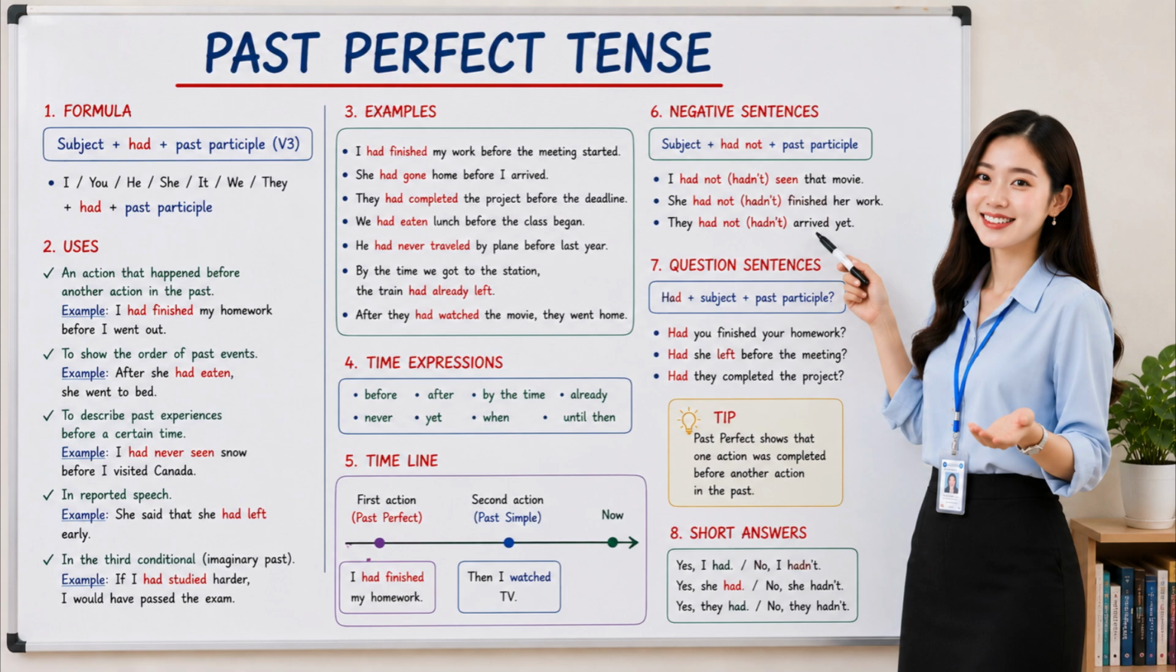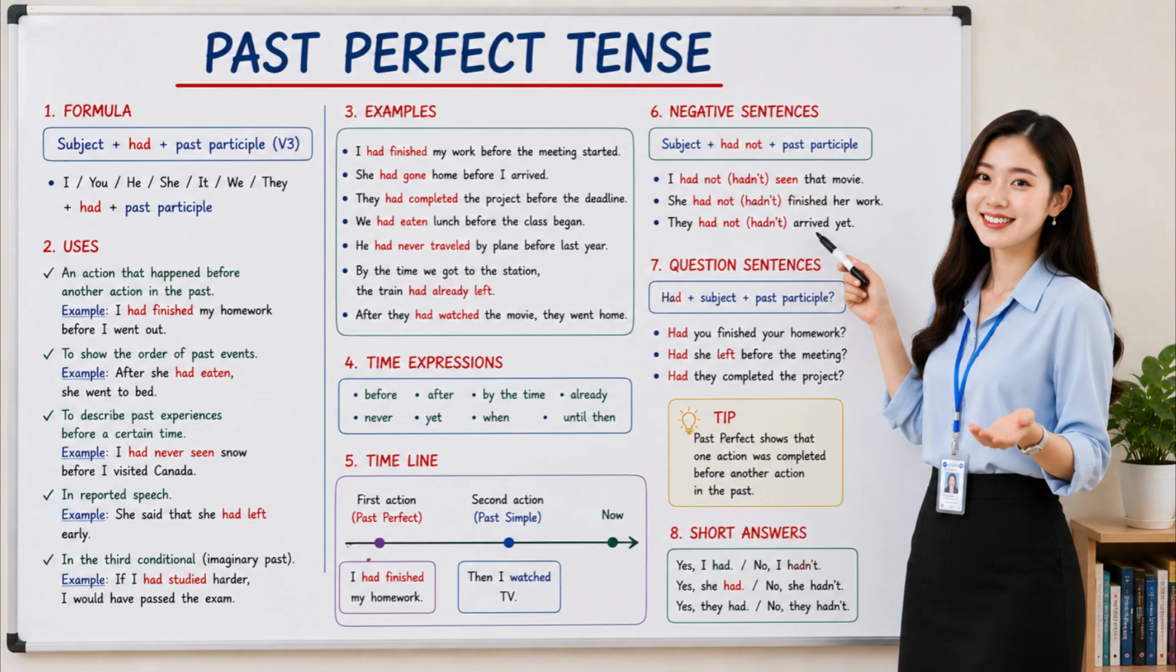For example, I had finished my homework before I watched TV. She had left before I arrived. And they had completed the project before the deadline. By learning the past perfect tense, you will be able to tell stories more effectively, describe past experiences accurately, and express the sequence of events with confidence. The more you practice, the more natural this tense will become in your everyday English communication.